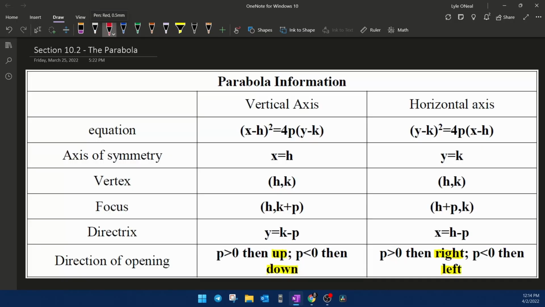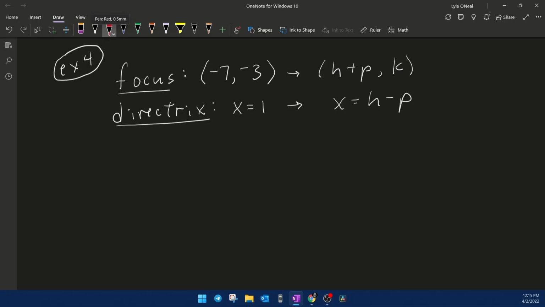And if we go back to our information chart, you can see that the only column that has x equal as a directrix is the horizontal axis of symmetry. And so here all of these formulas apply in this example. All right, so I've written down the formulas for the focus and the directrix. Wanted to point out that since k is all by itself as the y-coordinate of the focus, that will indicate that k is negative 3, and that's one of our 3 variables found.